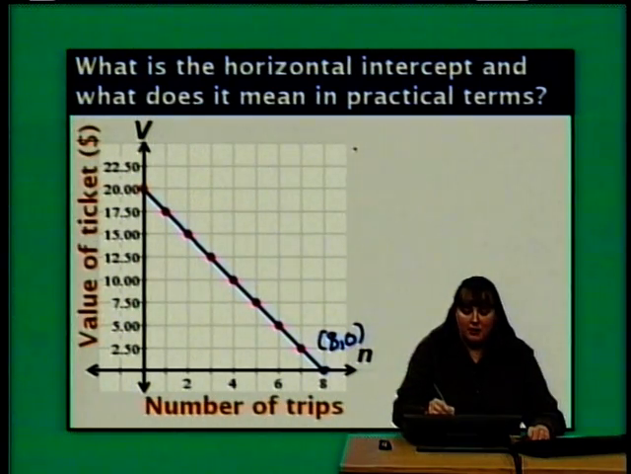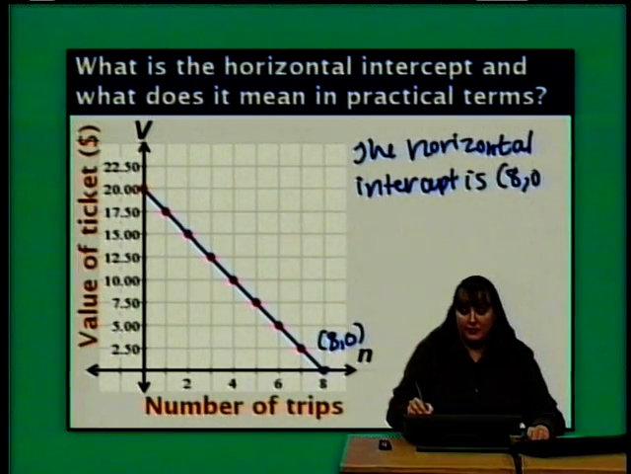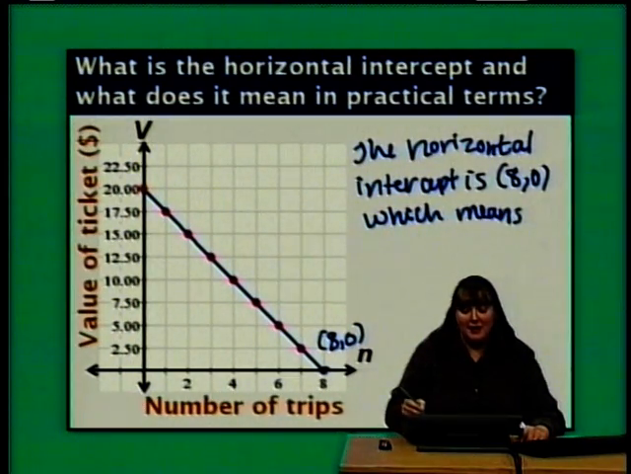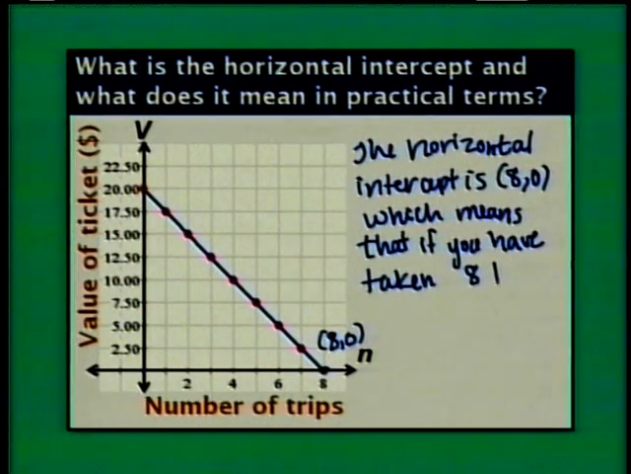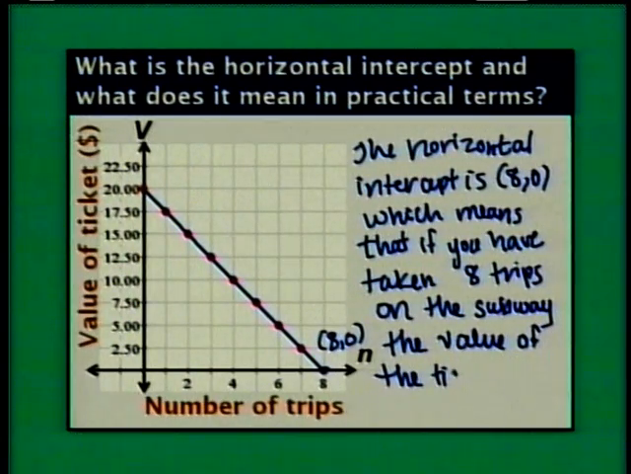So let's answer both parts of the question. The horizontal intercept is 8, 0, which means that if you have taken 8 trips on the subway, the value of the ticket is $0.